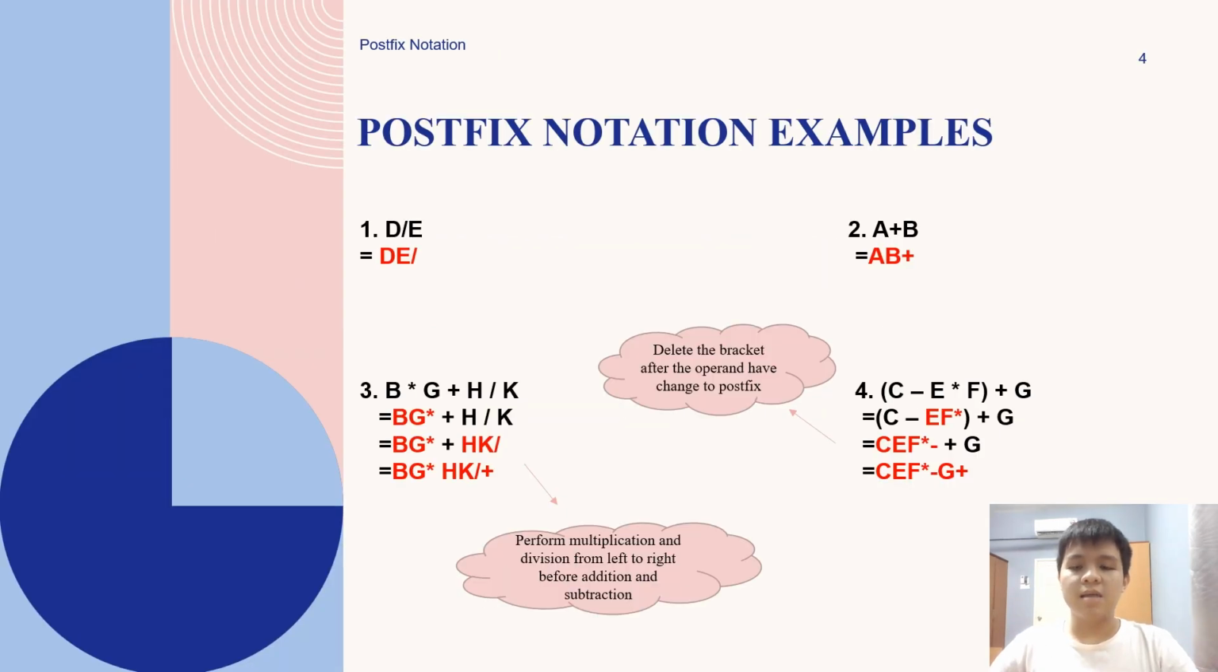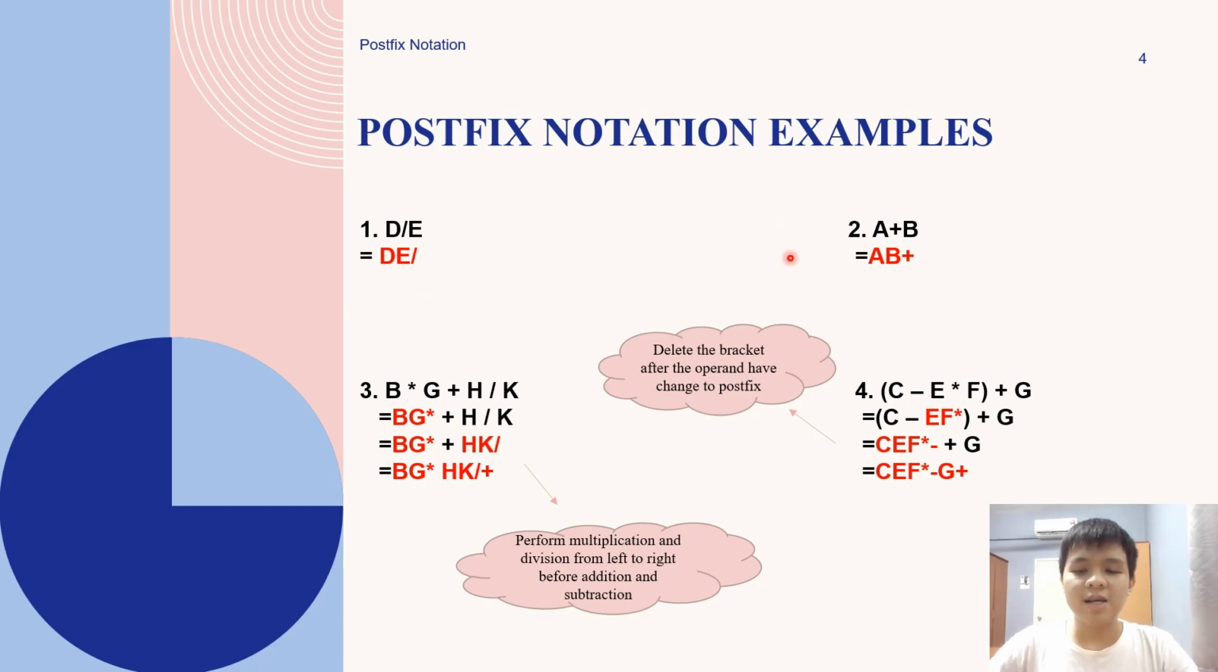And here are some examples of postfix notation. The first one, D divide E. D and E are the operands and divide is the operator. So what we need to do is move the operator between the two operands to the back. For example, we move the operator divide to the back and it will become D, E, divide, and it is settled.